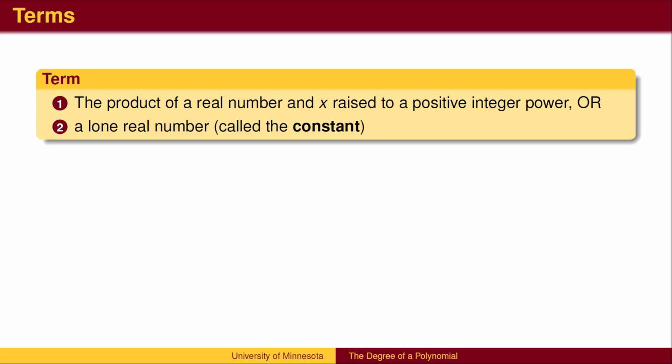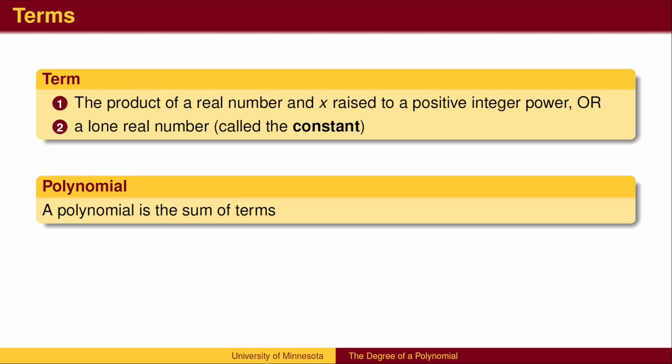Specifically, a term is either the product of a real number and a positive integer power of x, or a real number by itself called a constant. A polynomial is the sum of terms. In other words, it is a bunch of terms added together. Note that subtraction is also allowed because the real number part of a term can be a negative number.